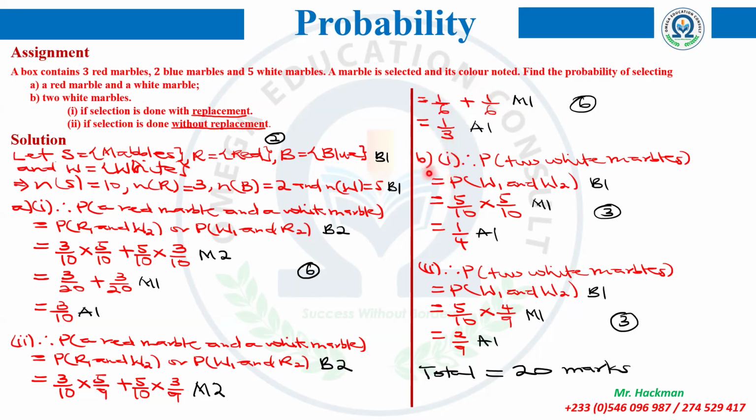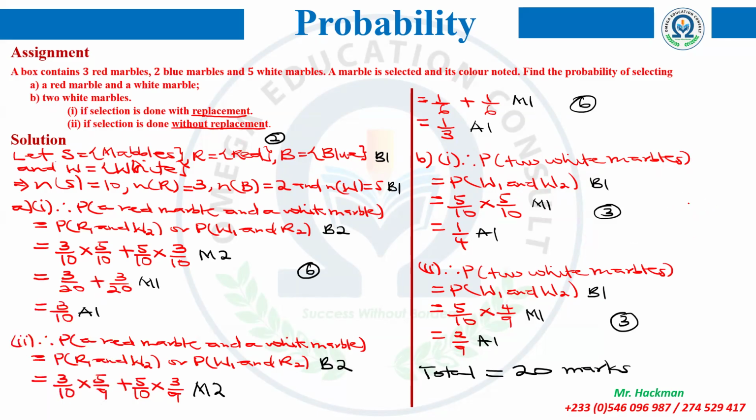Again, if you come to B, we are going to do B(i) and B(ii). So B(i), what are we looking for? The probability of selecting what? 2 white marbles. So that will give us 2 white marbles in brackets. With this one, you can see that it will be P(W1 and W2), because the marbles are of the same color. Take note, with this one you don't go and do "or", because let me change this one to "and". Just as I explained, I'm going to explain again.